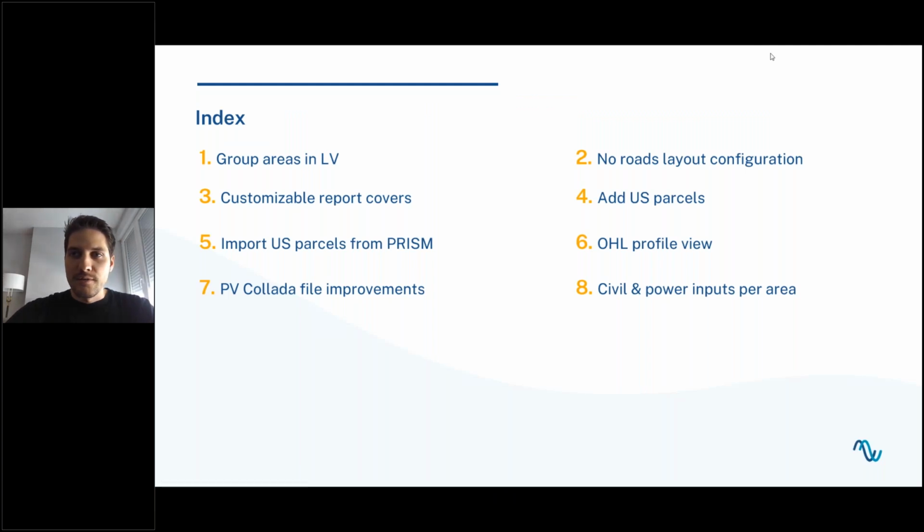You will see, and I'm going to comment, this is the index. First, we will go through how to group the areas in low voltage configuration. Then we will go through the no roads layout configuration, customizable report covers, how to add US parcels or how to import US parcels from Prism, another embedded software. We will see the OHL overhead line profile view in the DXF file. I will comment to you our fixes in the PV Colada file in order to import the shading scene into PVSys. And finally, our latest release, the civil and power inputs per area.